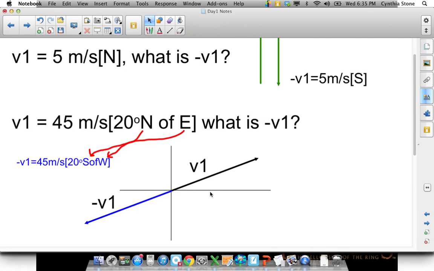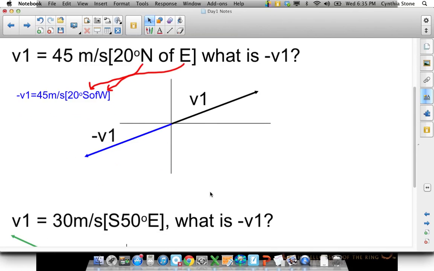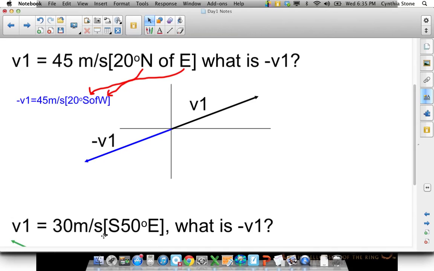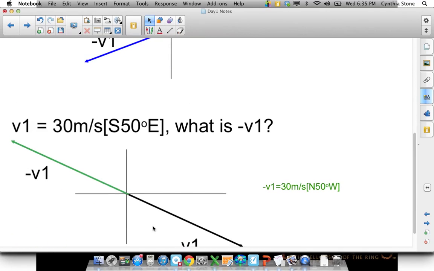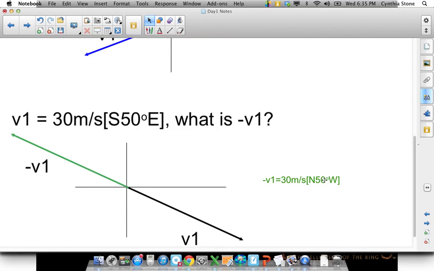Okay? So I could draw it, and I will draw it on the next example, but like I said, negative v1, the south becomes north, the east becomes west. There it is. North, 50 degrees west. You don't make it negative, nothing like that. You keep it positive because the negative just refers to direction, right? But the south becomes north, the east becomes west, and that's the negative vector.